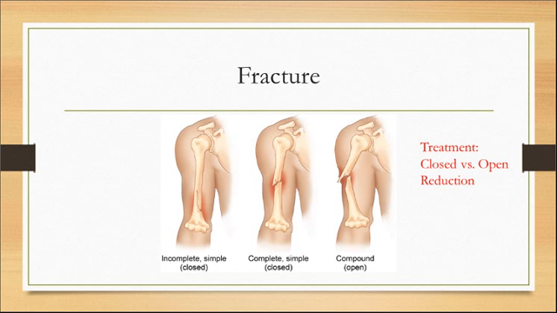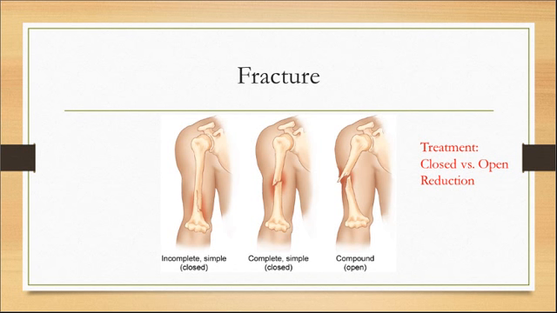In an incomplete fracture, the bone is only partially broken. In a complete fracture, the bone is completely broken but does not penetrate or break the skin. In a compound fracture, the bone breaks through the skin. Not pictured on this slide because it's a specific type of fracture, but it is one I want you to know is comminuted. And that means that it's a fracture where the bone is actually shattered into many pieces.